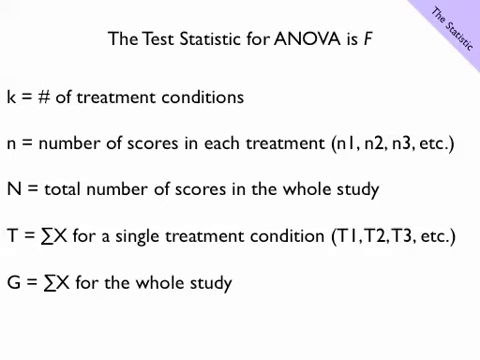And T is the total, or the sum, of all the scores within a single treatment condition. So you'll see in a couple of slides we have a T for the Mozart condition, a T for the relaxation condition, and a third T for the silence condition. And finally, as I mentioned in the previous video, G is the grand total, or the sum of the scores for the whole study. That's all 15 scores added together. It's not the number of scores, it's the sum of all the scores for the whole study.